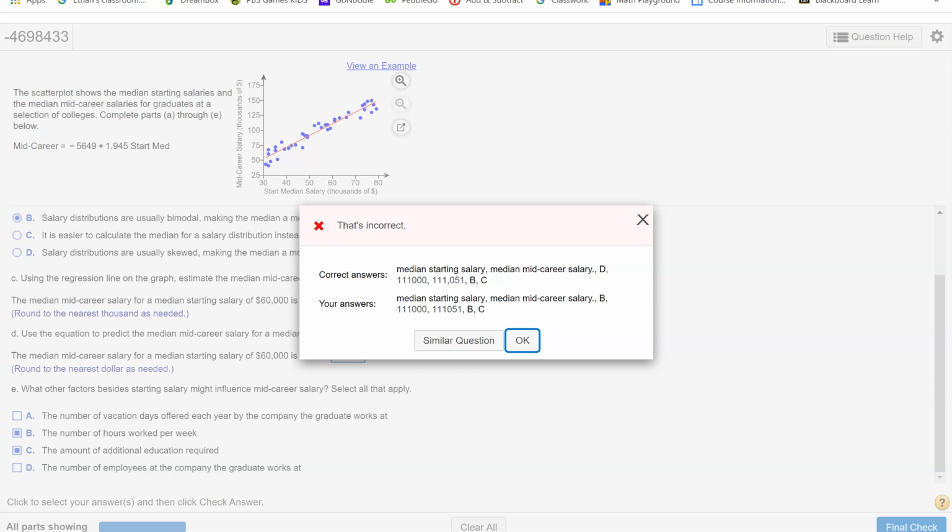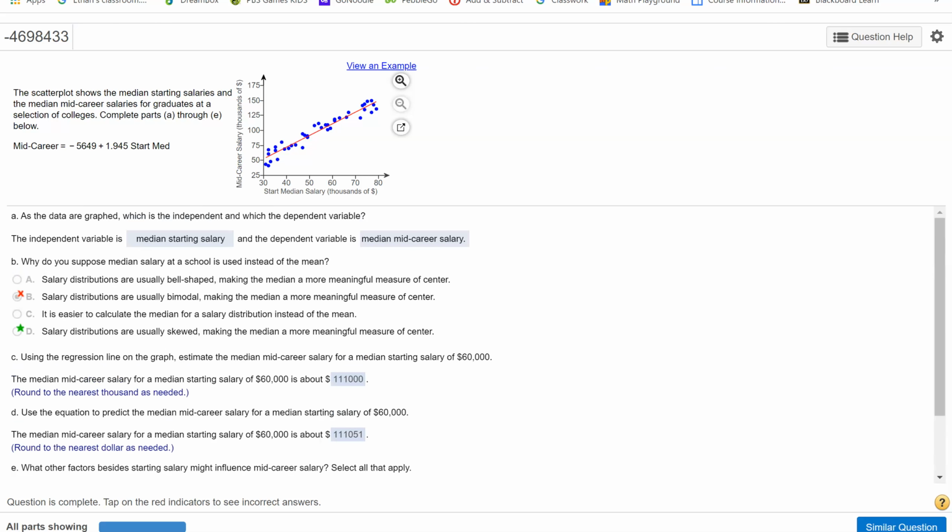Oh gosh, I forgot to actually answer question B. Oh my goodness. Okay, so sorry, I didn't read this one. I just had something clicked there. Sorry about that. So why do we suppose median salaries were used instead of mean?